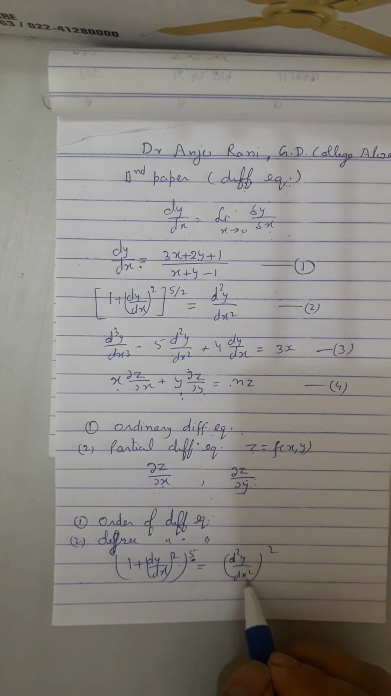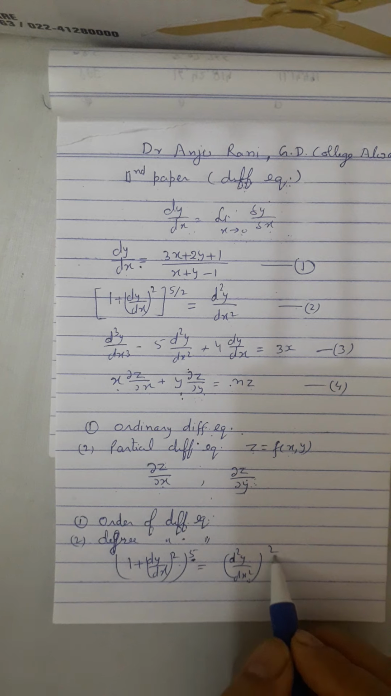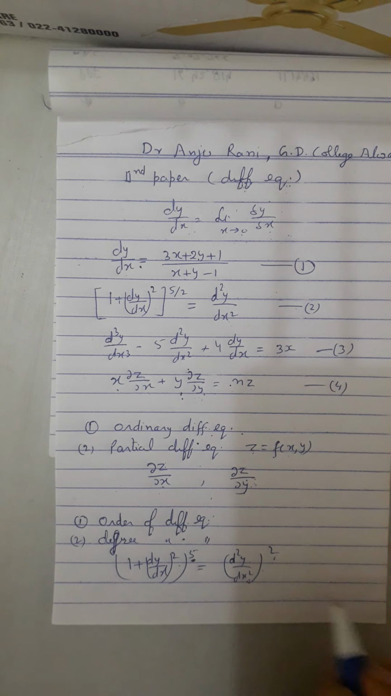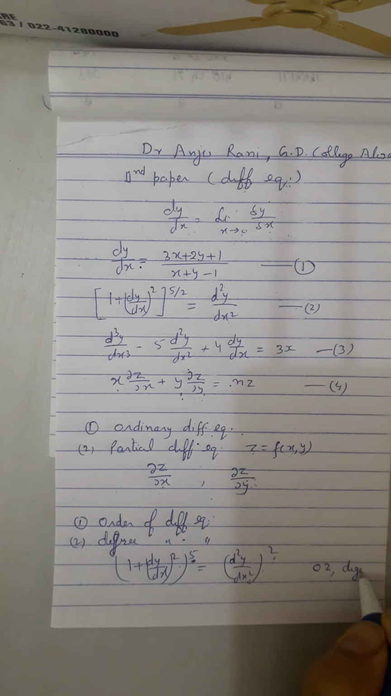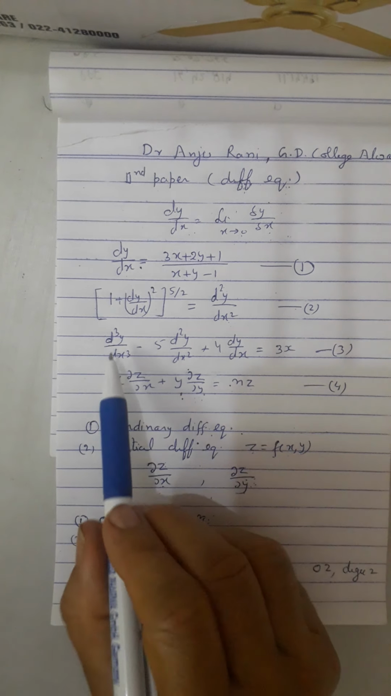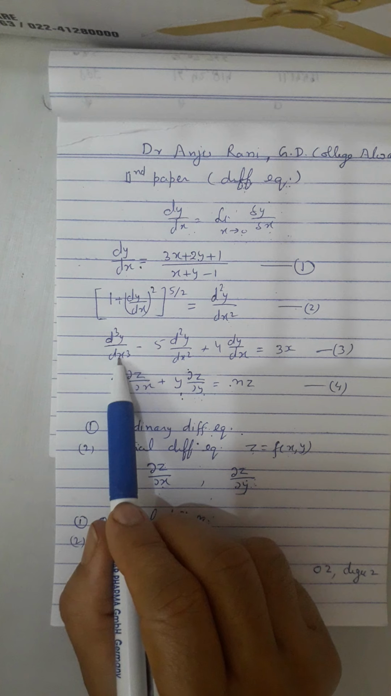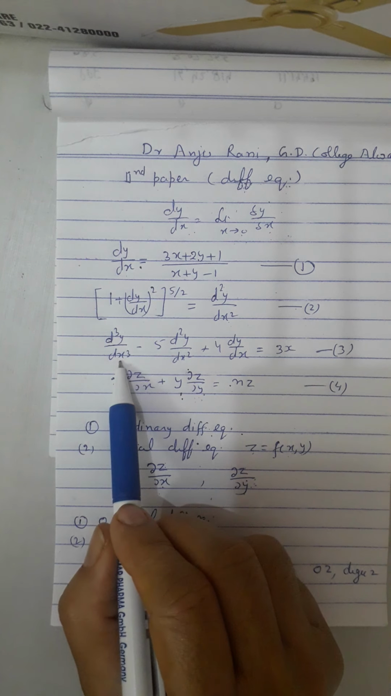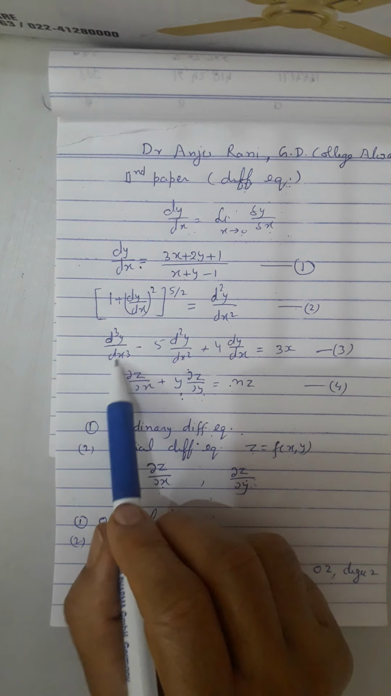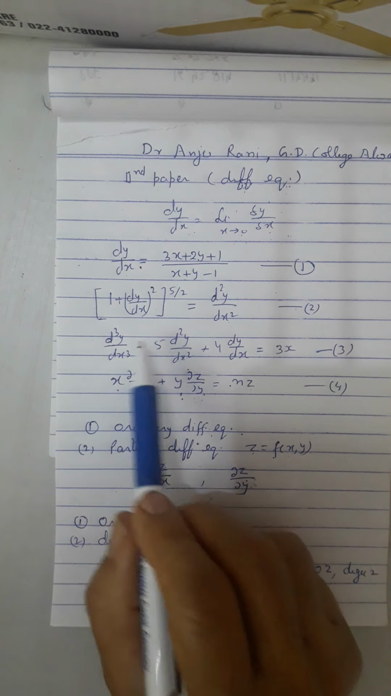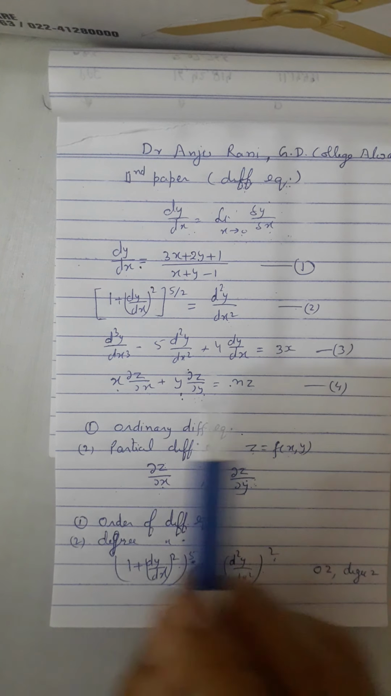No, the highest order derivative is 2 and we have to take its power, and its power is 2. So this differential equation is of order 2 and degree also 2. Clear? Again in equation number 3, the degree of the differential equation: the highest order derivative is d cube y upon dx cube, its power is 1. Its degree is again 1.